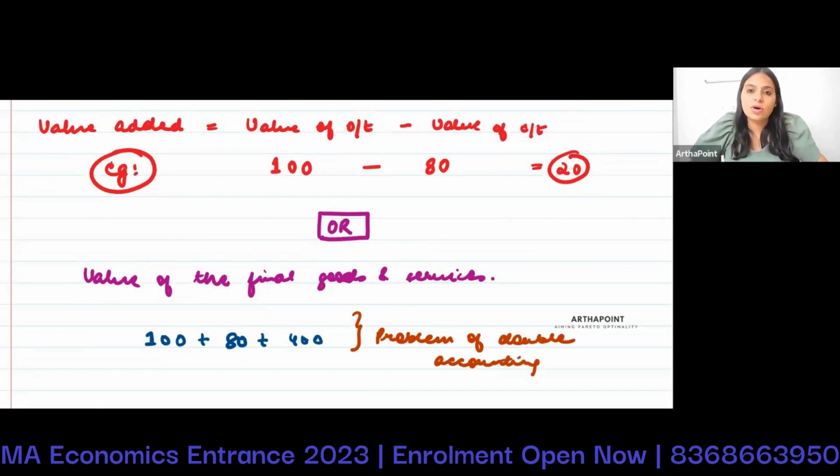So this is what the definition of GDP is. Only the value of the final goods and services, or the value added at each level when the product gets transformed to a new product.